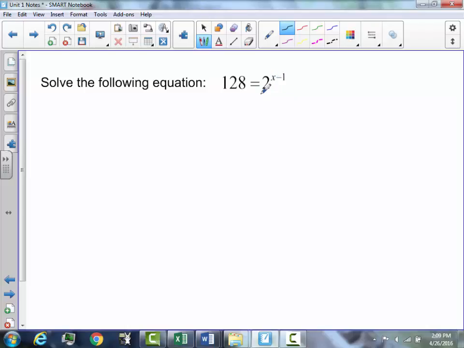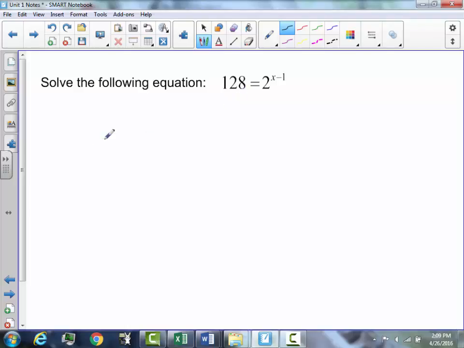What we do is we use a technique called same bases, where we try to find a way to make this base right here 2. We're going to try to find a way to make 128 also have a base of 2. Does anybody know how many 2's go into the number 128?